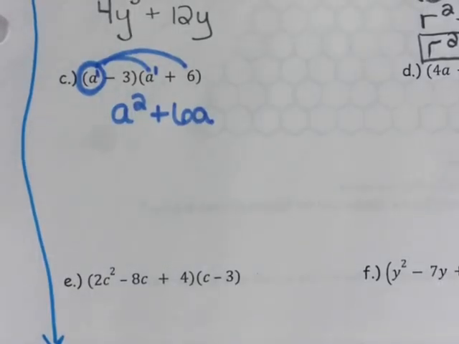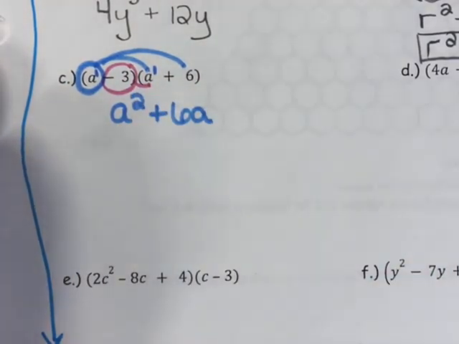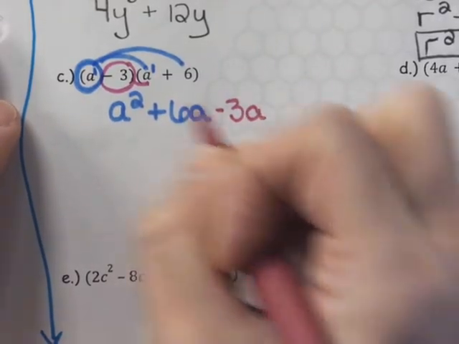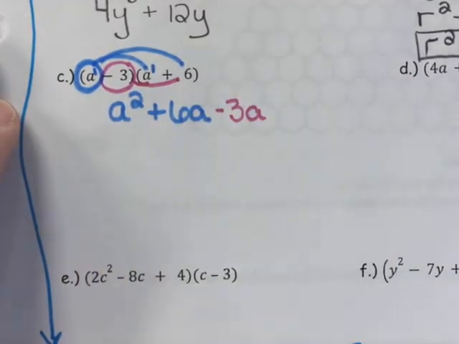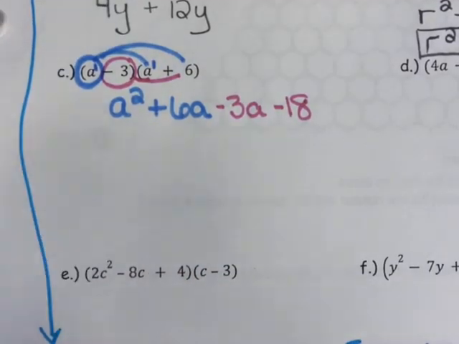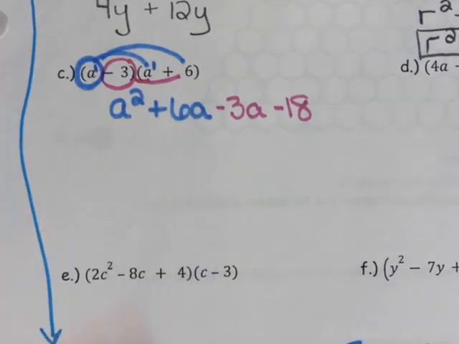And now I'm going to do the next one. Here comes my negative 3. Negative 3 times a is what? Negative 3a, yeah. Negative 3 times positive 6 is negative 18. And now, before I get my final answer, I start looking through for like terms. Do I have any other a squareds? No, bummer. So that's just going to stay a squared.